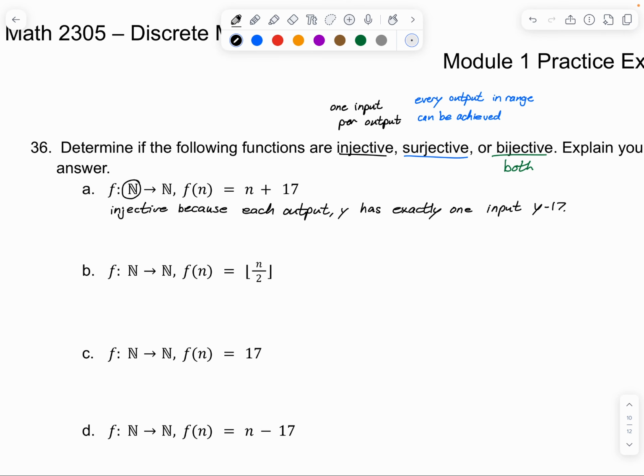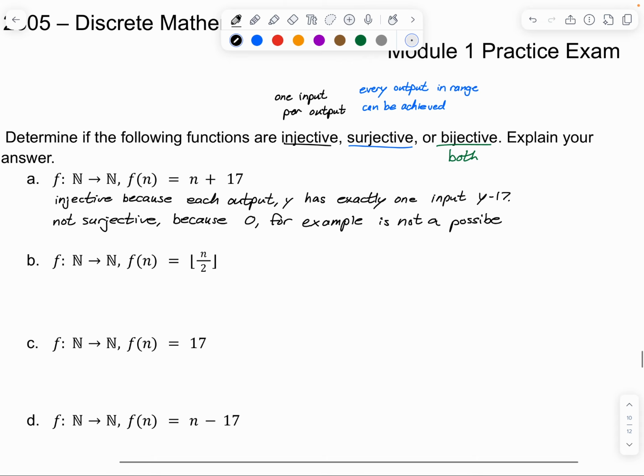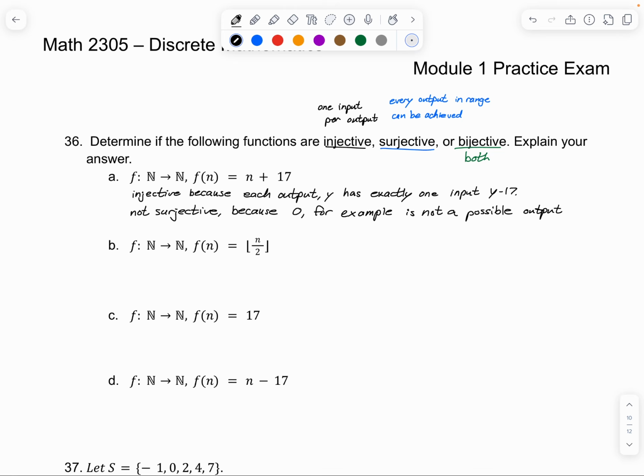However, if the lowest we can start with is 0, the lowest output we're going to get is 17. So it is not surjective because it does not touch anything below 17. Now you only need to give one example because 0, for example, is not a possible output. There's no natural number you could plug in to get 0 as an output. And that means it is not surjective.